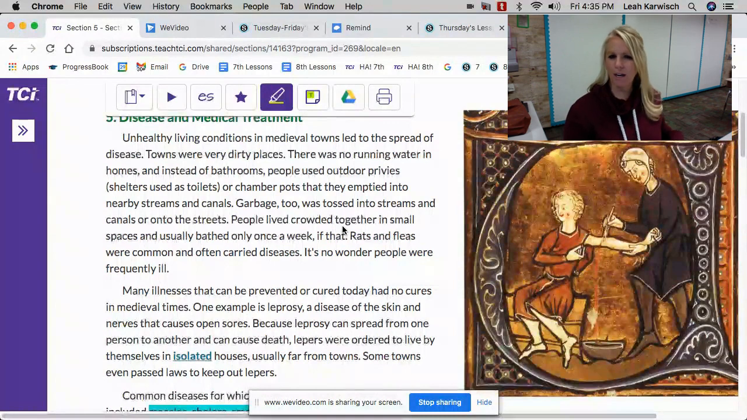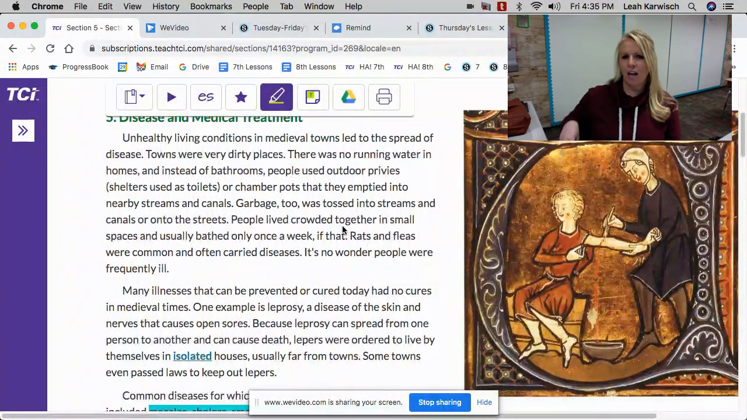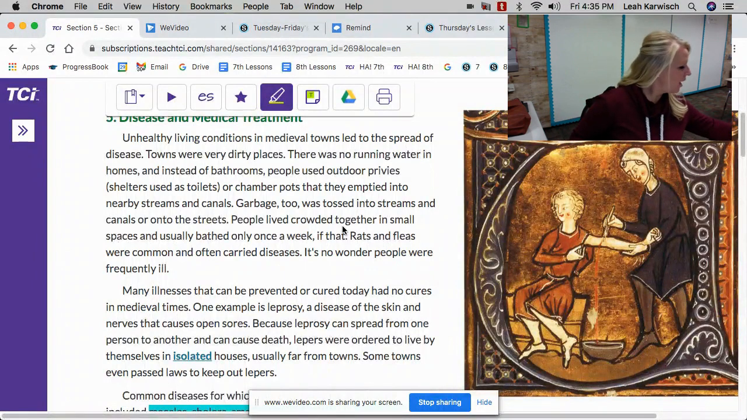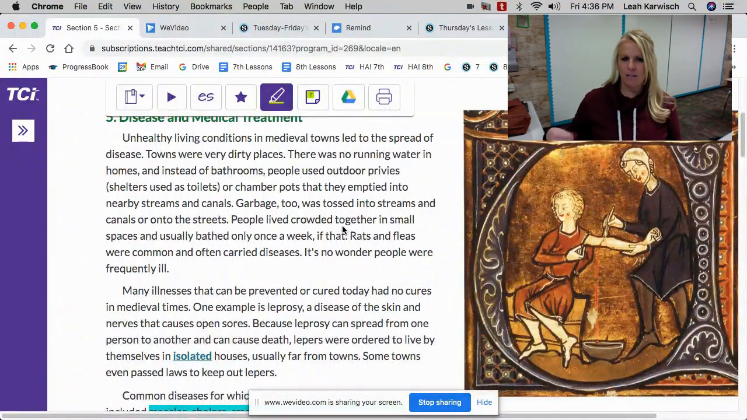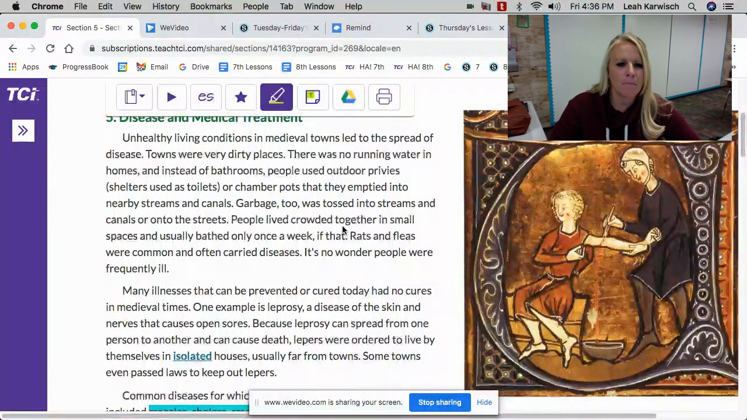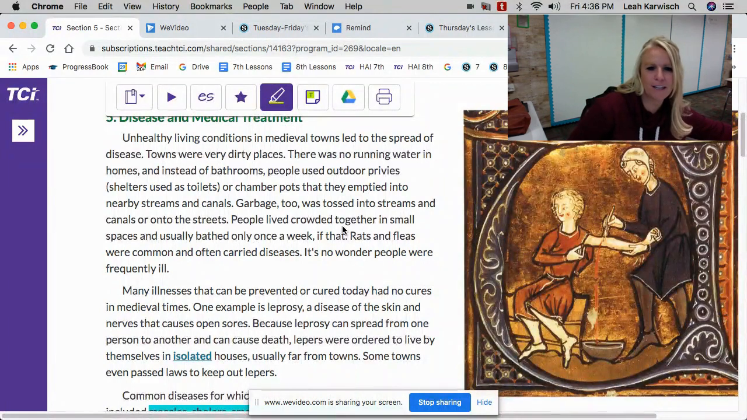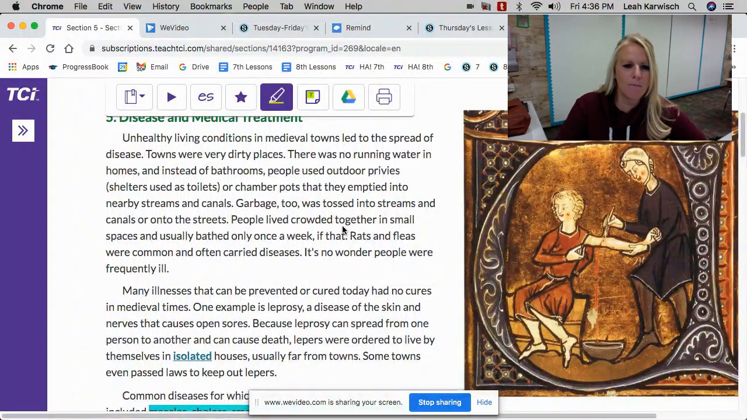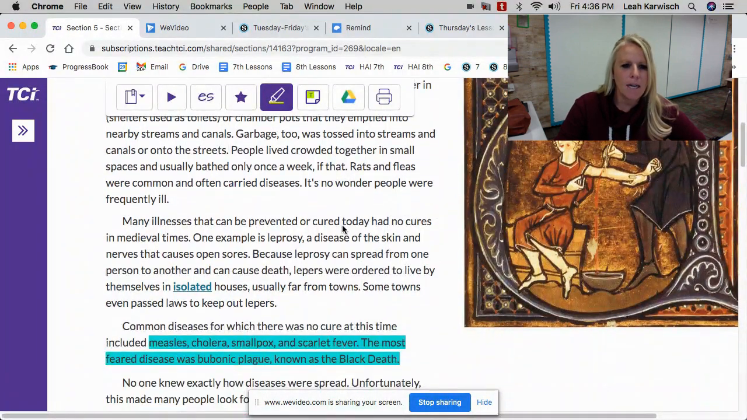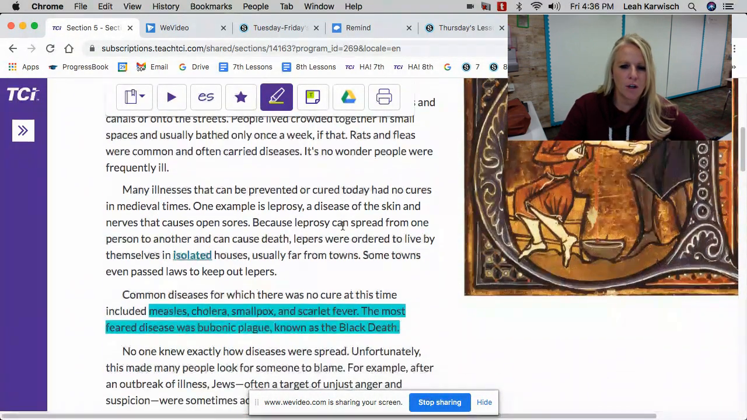If you've ever been to a Renaissance festival, you'll notice that a lot of people have a cup on their belts. They keep it on their belt so that they're not sharing those germs, and so they kept those supplies with them. Rats and fleas were common and often carried diseases, and it's no wonder people were frequently ill. Many illnesses that could be prevented or cured today had no cures in medieval times.